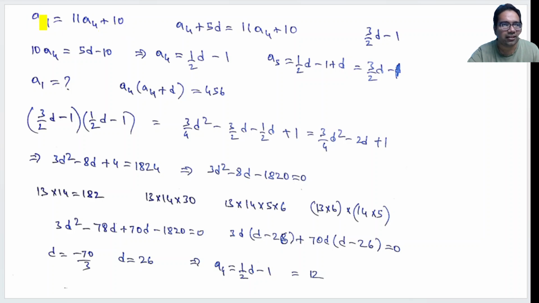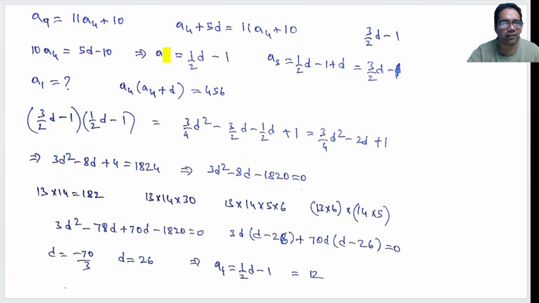And what is A9? A9 should be A4 plus 5D, where D is the common difference. So A4 plus 5D is 11 A4 plus 10. What does that mean? 10 A4 should be 5D minus 10, that is, 11 A4 minus A4 is 5D minus 10. That means A4 should be 5D by 10, which is half D, minus 10 by 10, which is 1. So we got A4 is half D minus 1.